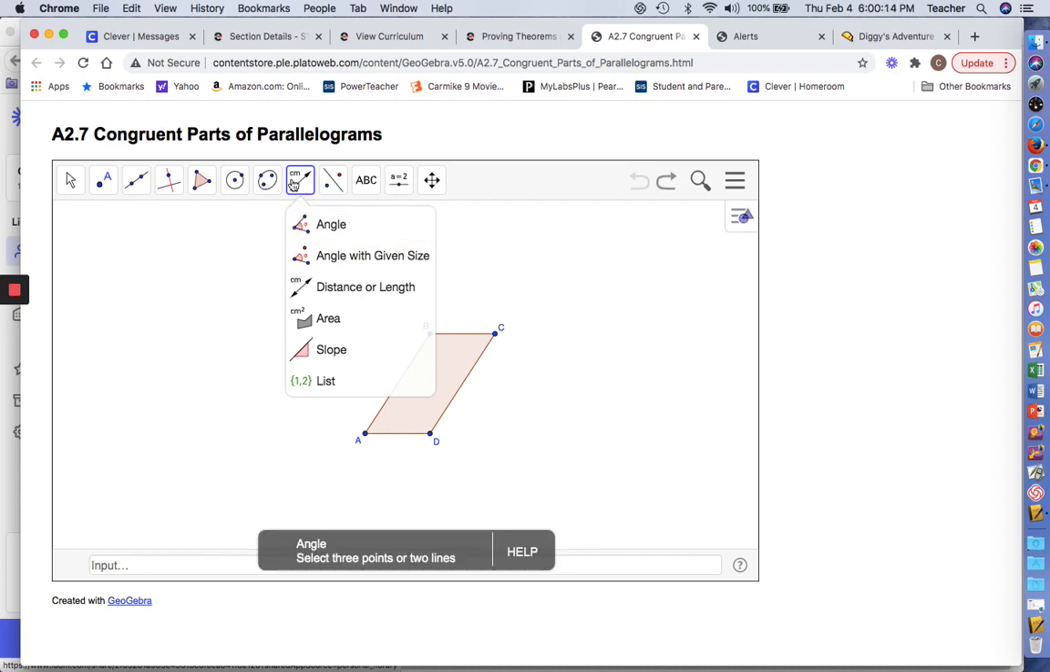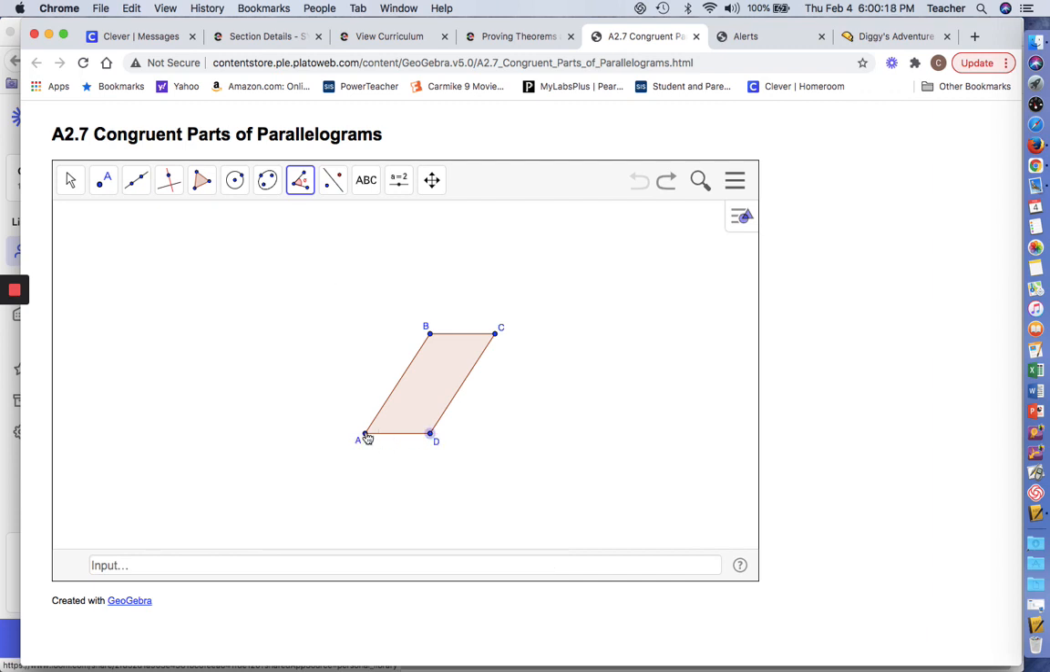So come up to your angle. And to find angle A, I've got to click on D, A, B. To find angle B, click on A, B, C. To find C, I'm going to click on B, C, D. And last but not least, to find angle D, I'm going to click on A. I'm sorry, that's a C. Click on C, D, and then A. And I'm going to see if I can make that a little bit bigger so I can see what I'm doing here.